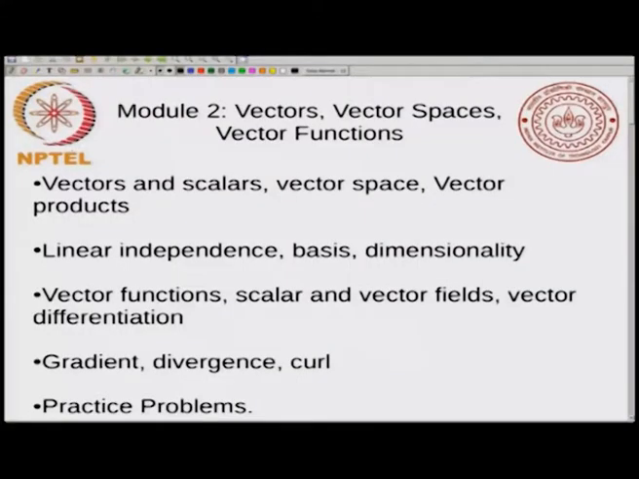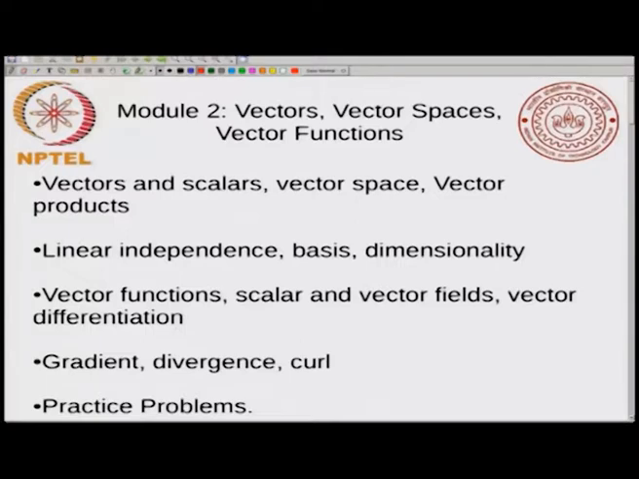So, today will be the final lecture of module 2, where I will be working on some practice problems. In this module you have studied the basics of vectors, vector spaces and vector functions, and we studied some properties of vectors like linear independence and dimensionality, and I will be focusing the practice problems today on these basic concepts of vectors. And we will look at more problems related to scalar and vector field in the problem sets of the next module.